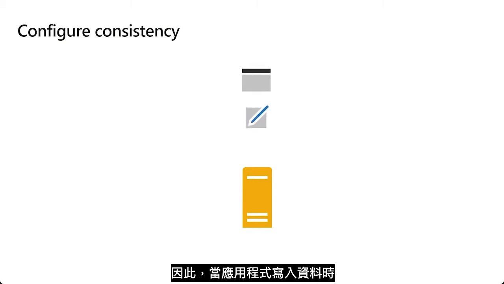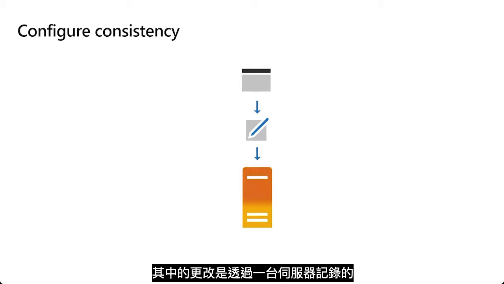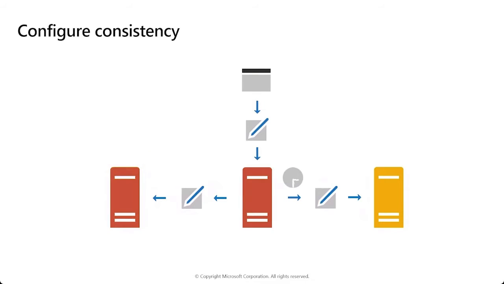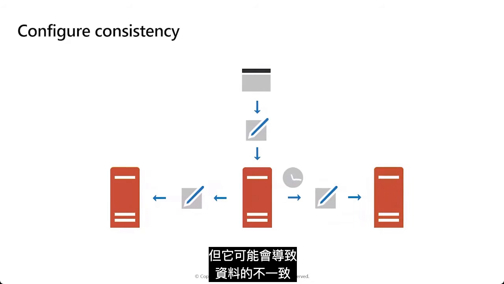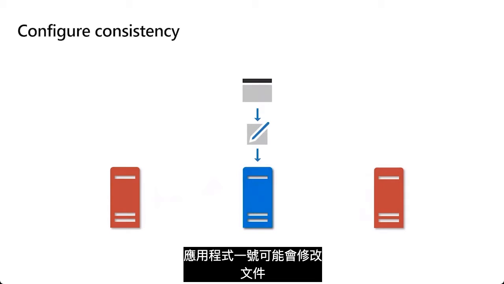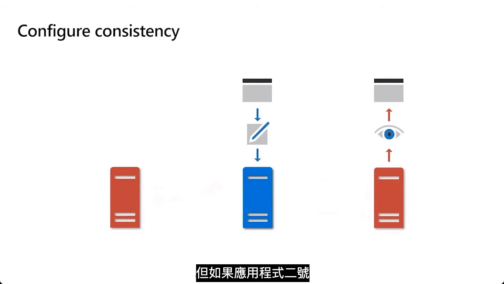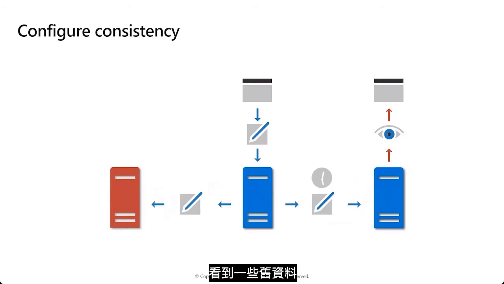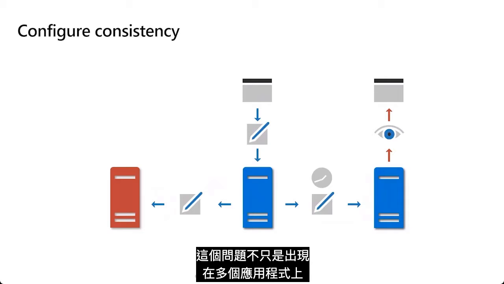So when an application writes data, the change is recorded by one server and then propagated to the other servers in the cluster asynchronously. While this strategy helps to minimize latency, it can lead to inconsistencies in the data. For example, application 1 might make changes to a document, and then application 2 reads the same document. But if application 2 retrieves the data from a different server in the cluster than what application 1 used to write to, there will be a small window of opportunity during which application 2 might see some of the old data.